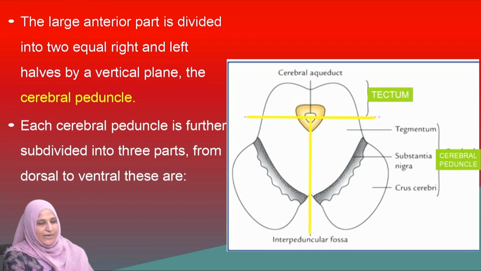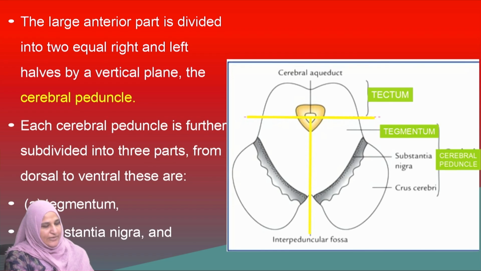Now each cerebral peduncle is further subdivided into three parts, and from dorsal to ventral side, these are the tegmentum, then the substantia nigra, and then the crus cerebri.